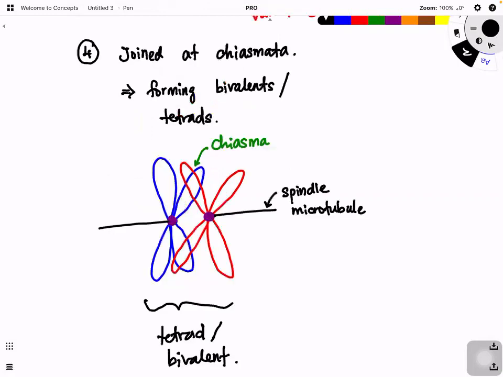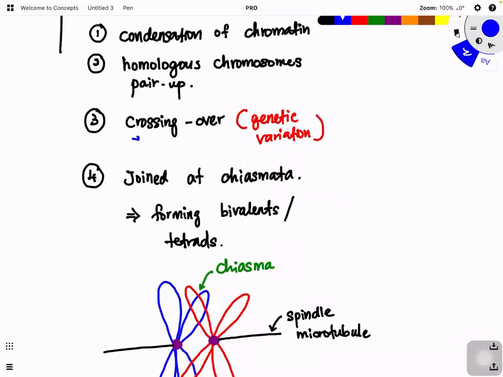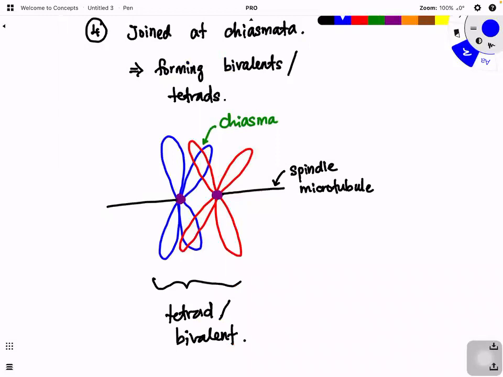plate. I'll go through it again with you guys. During the condensation of chromatin, the homologous chromosomes pair up, and then they start to carry out crossing over. This will give us genetic variation. What actually happens during crossing over, I will tell you later. Basically, they exchange DNA material, or more precisely, they exchange alleles. Are you clear? When they exchange, they haven't broken up yet. They join together at the chiasmata, forming the entire structure. We call them tetrads or bivalents.